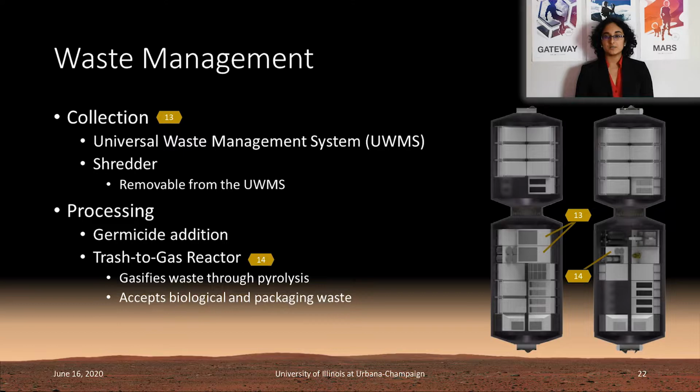The waste management system leverages technologies under development at NASA, including the Universal Waste Management System being built for Orion for waste collection and the trash-to-gas reactor to process the waste. The benefit of the trash-to-gas reactor is that by gasifying the waste through pyrolysis, the products can be filtered for carbon dioxide, methane, or water if needed, or can otherwise be vented into space to reduce mass and increase open volume. The reason the trash-to-gas reactor was chosen over the heat melt compactor or other similar technologies was its ability to process fecal waste with the low risk of contaminating the rest of the vehicle.